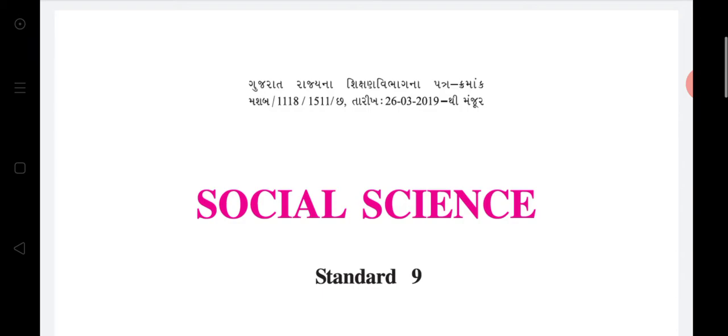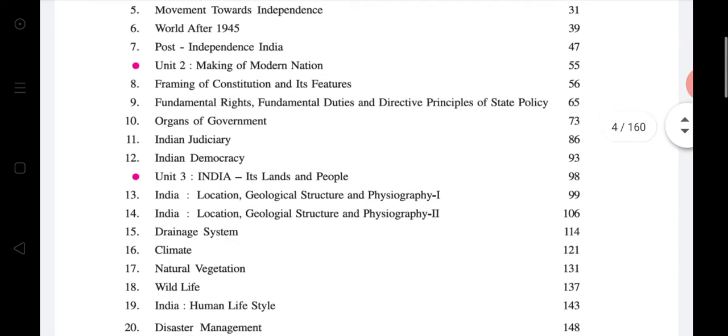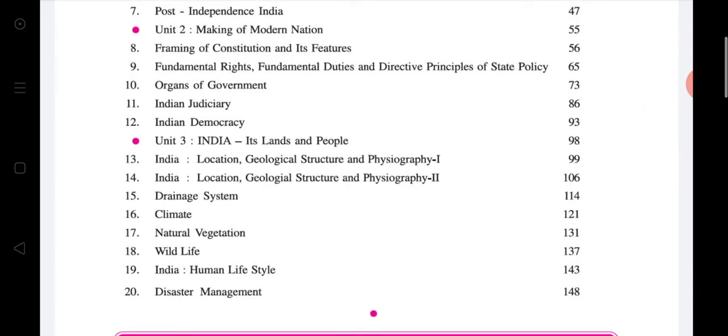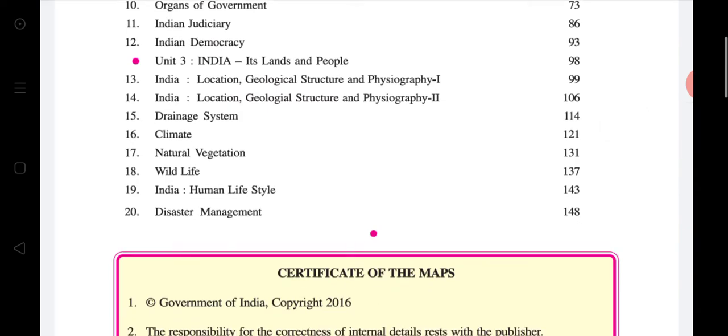So today we are going to start a new chapter of the geography part. Till today we have done many chapters of the history part, civics part and geography part. But in the geography part we have completed just two chapters. In civics and in history, three chapters are done: chapter number 1, chapter number 2 and chapter number 7. And in the civics part we have done chapters number 8, 9, 10 and 12. And in the geography part two chapters have been completed, chapter 14 and 17.